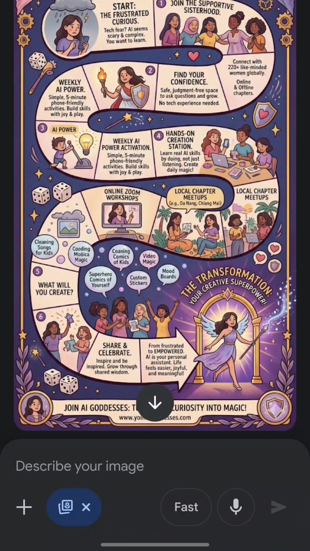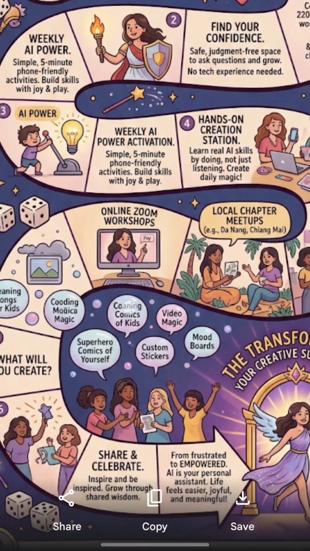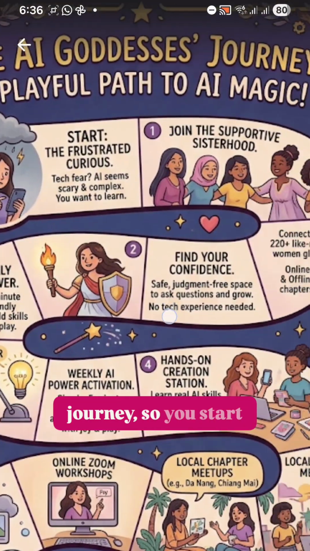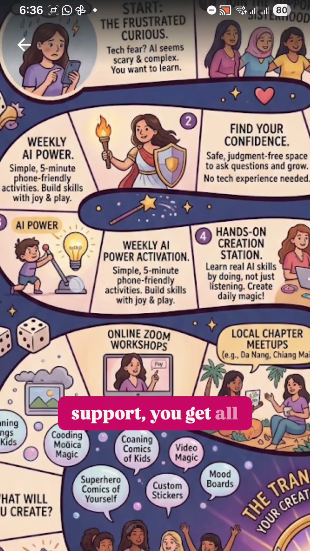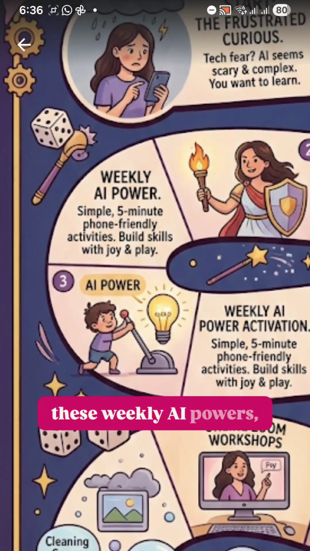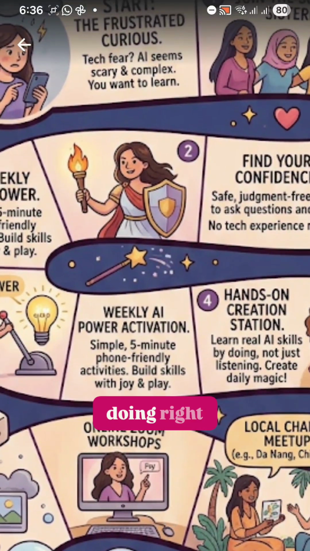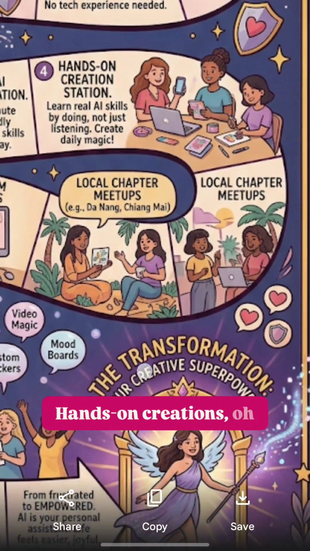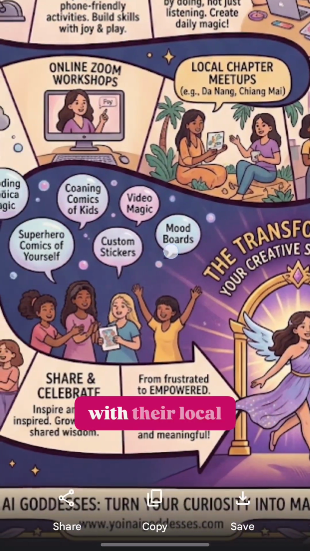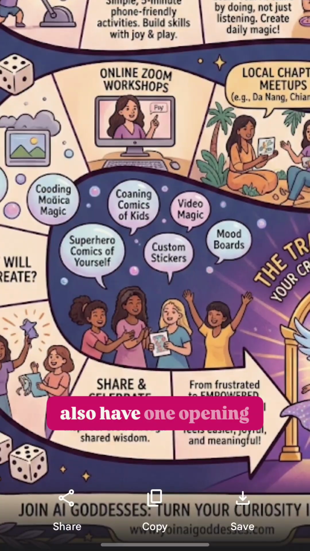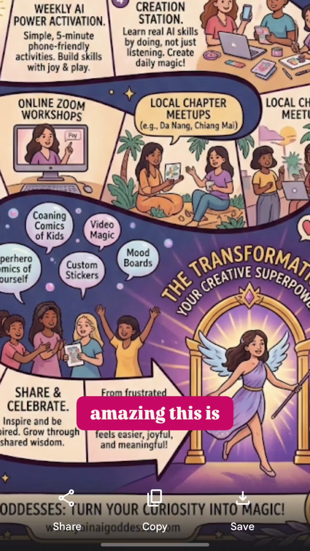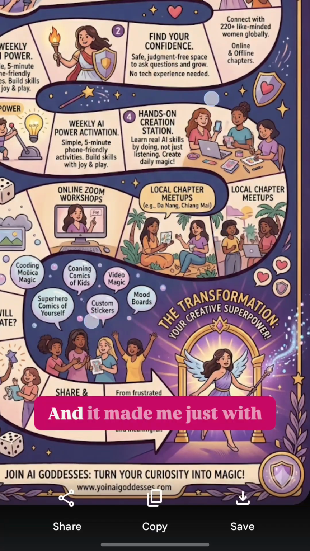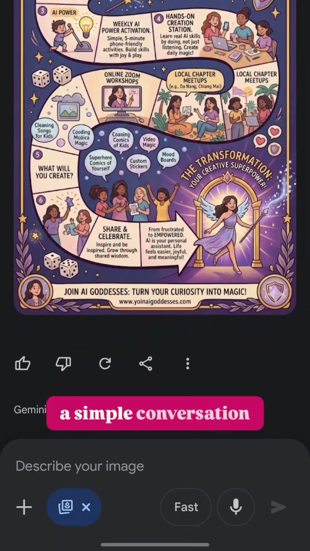It made us this little game, and you can see it's very detailed, and it made the whole journey. So you start frustrated, you get support, you get all these weekly AI powers, as you know, like we're doing right now. Hands-on creations. Oh, this is so beautiful, with their local chapters. We also have one opening now in Copenhagen. Okay, so you can see how amazing this is and all the steps. And it made it with just a simple conversation.